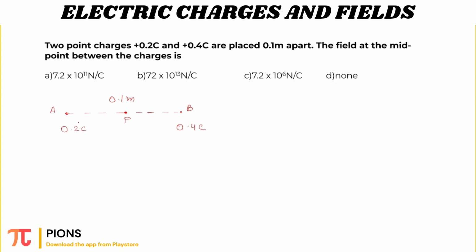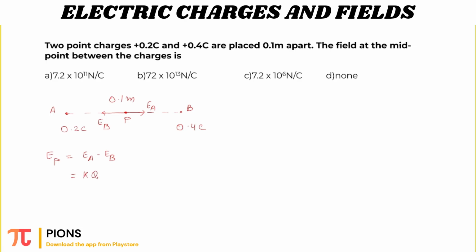Now this positive charge, the field will be radially outward. So this will be the electric field due to A, and due to this 0.4, it will also be radially outward. That will be the electric field due to B. So the net electric field at point P will be EA minus EB, or you can say EB minus EA. That is just a matter of direction of the resultant, depending on which one is greater, right?